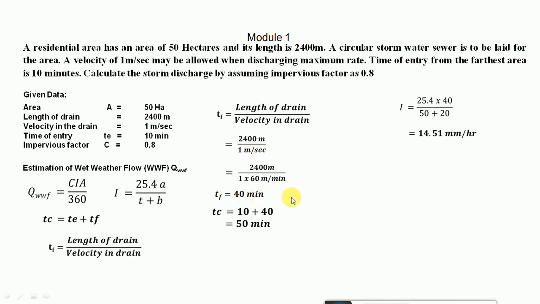We add this time of flow to the time of entry to obtain the total time of concentration. So the time of concentration TC is equal to TE plus TF, where TE is the time of entry and TF is the time of flow. The time of flow is not directly given; we have estimated it using the formula TF is equal to length of the drain divided by velocity of the drain, using the given data. So the time of concentration is equal to, here the time of entry is directly given as 10 minutes.